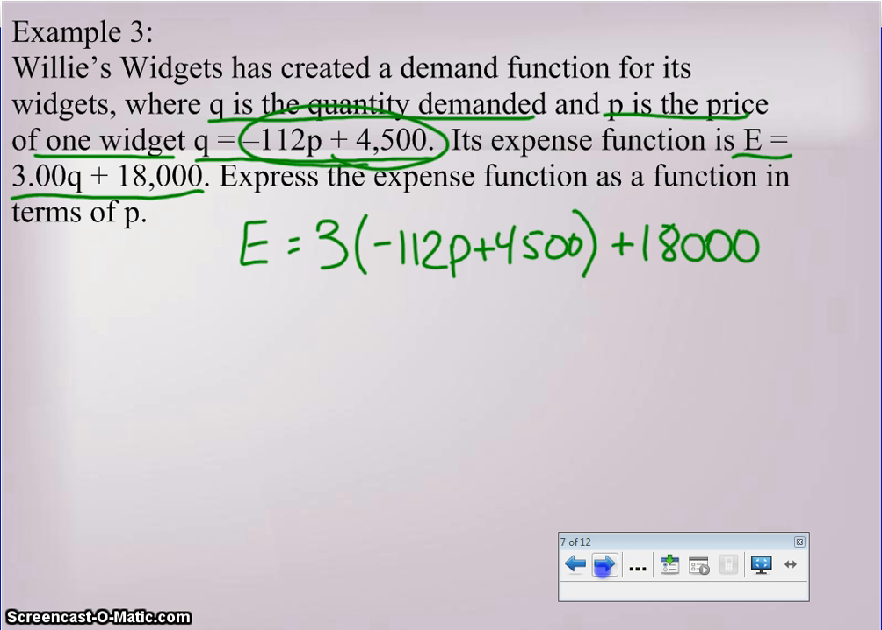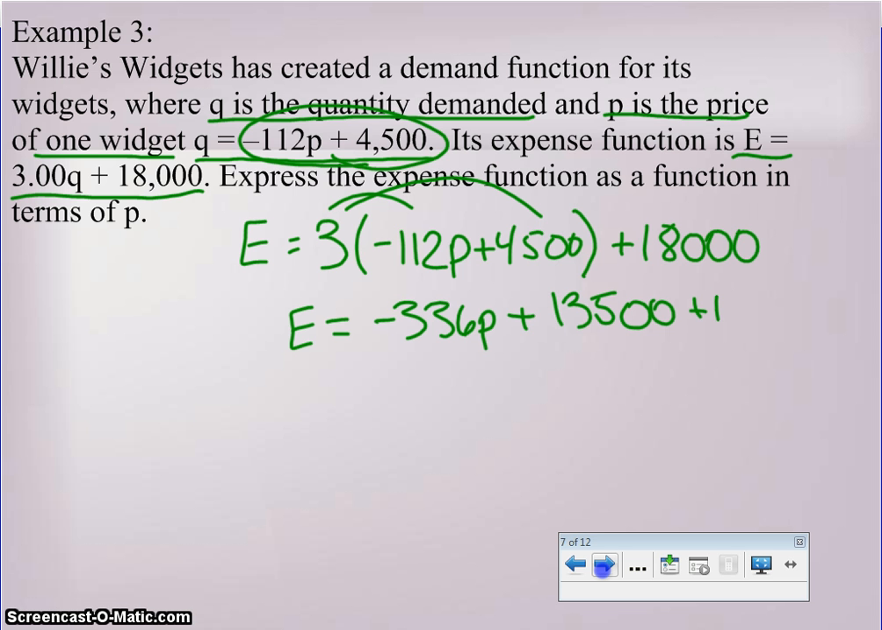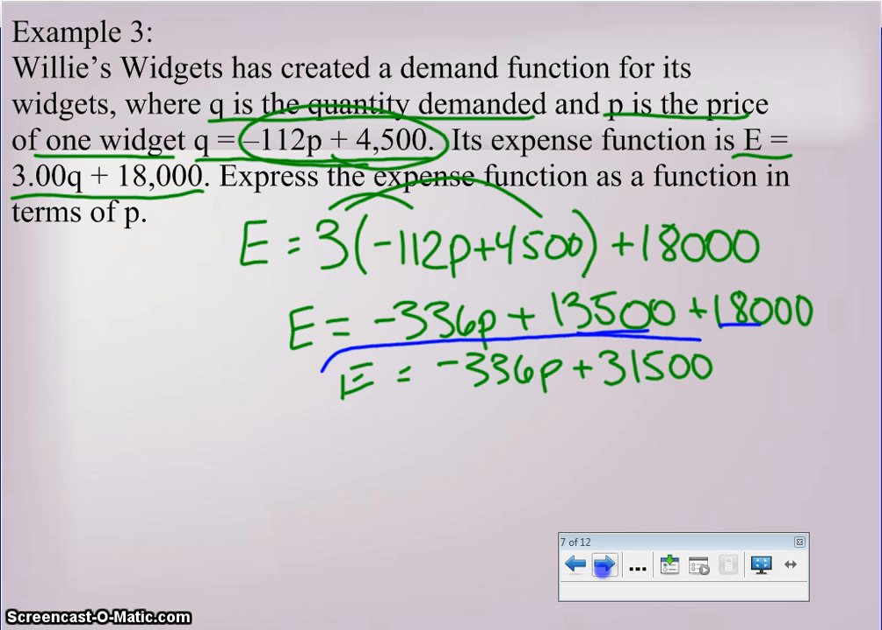Next step, I'm going to go ahead and distribute these, and I end up with E, or my expense, equals negative 336 times P plus 13,500 plus the 18,000. Combining my like terms, my expense function is negative 336P plus 31,500, which I got from adding these values together. And here is my expense function.